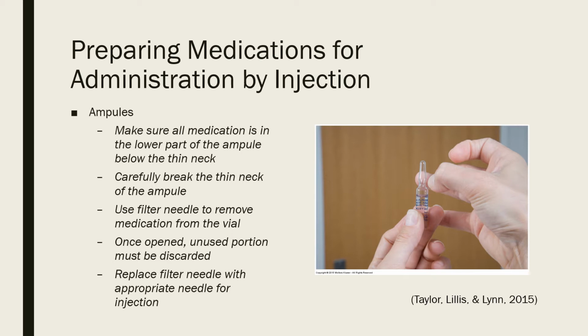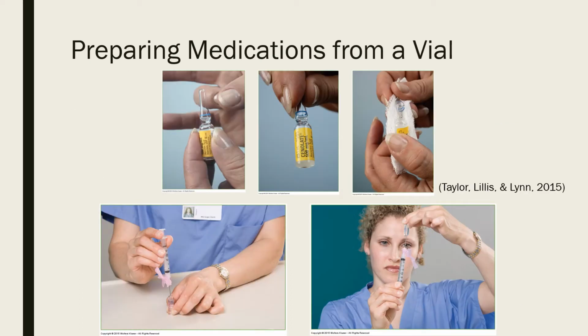So you have to carefully break that neck, and there are some pictures on the next page. And because you may get little pieces of glass down into the medication, you need to withdraw the medication from that ampule using a filter needle. And then once you've opened it, if you don't use part of the medication, then you have to discard the rest of it. Before you inject the medication, you're going to replace that filter needle with an appropriate needle for injection. So here are some pictures showing how to open the ampule.